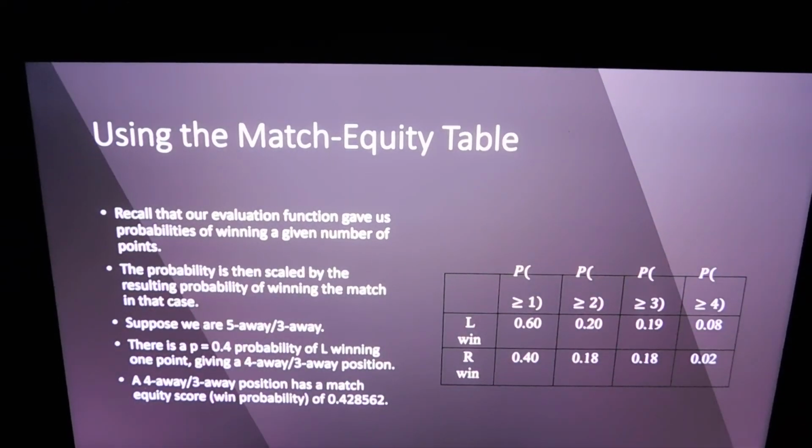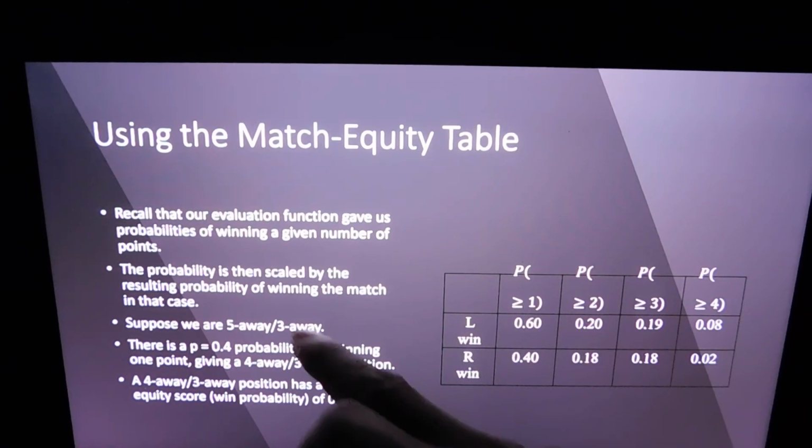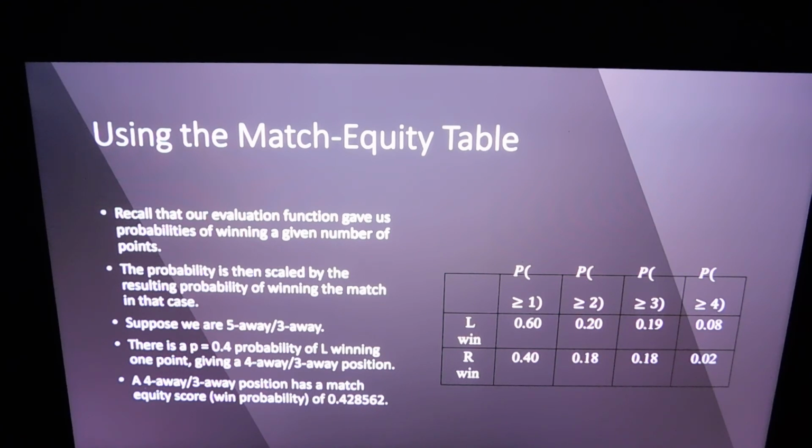So how do we make use of that now? Well, our evaluation function, as you recall, gave us the probability of winning various number of points. And so suppose we're 5 away, 3 away, we got a probability of 0.4 of winning exactly 1 point. And if we win 1 point, we go to a position that's 4 away, 3 away. We look up on the table what it's worth, and basically we're computing an expected value, right?